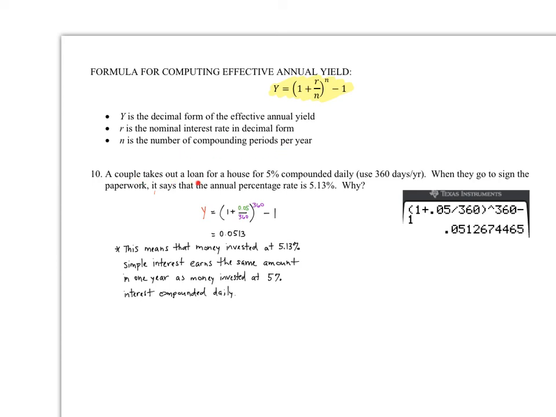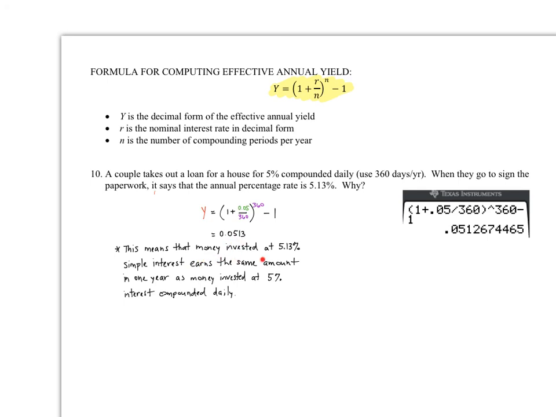So a couple takes out a loan for a house at 5% compounded daily, 360 days per year. When they go to sign the paperwork, it says that the annual percentage rate is 5.13%. Why? Well, let's look at the formula for the effective annual yield, okay? So we have a percentage of 5%, so 0.05, compounded daily, and then we're going to subtract 1 from that. That's going to get us that comparison between the simple interest and the compound interest. All right? So when we do that and throw that into there, we get 0.0513.